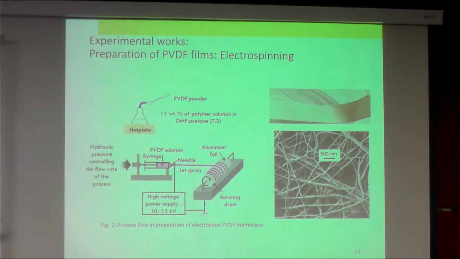So this is the process of producing this PVDF using electrospinning. A PVDF solution is inserted into this syringe. Then there is a needle here. Then you apply a high potential of 10 to 15 kilovolt. Then this drum rotates, and you can get your membrane of PVDF.